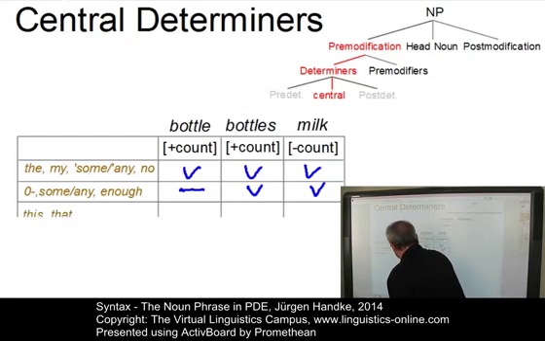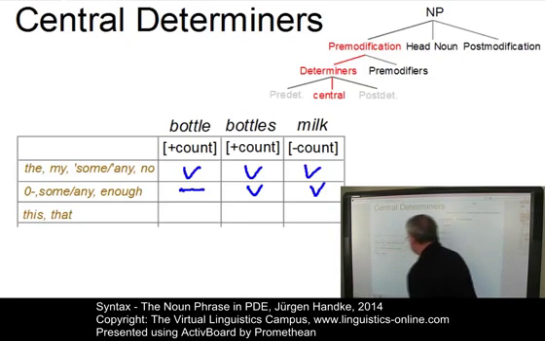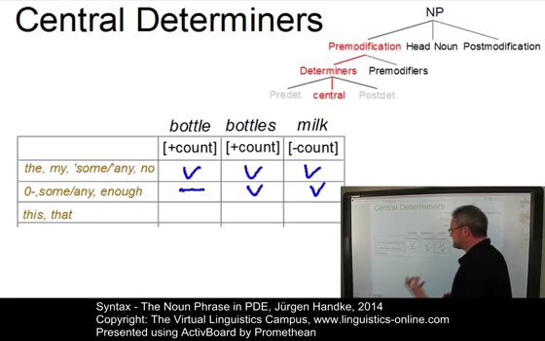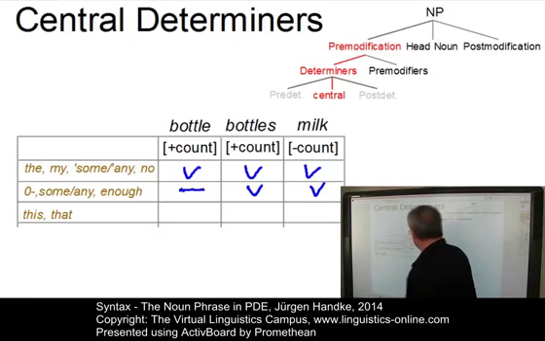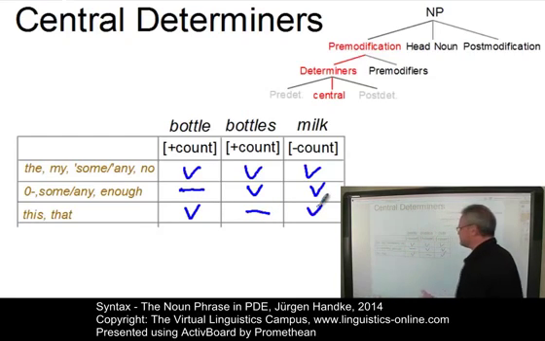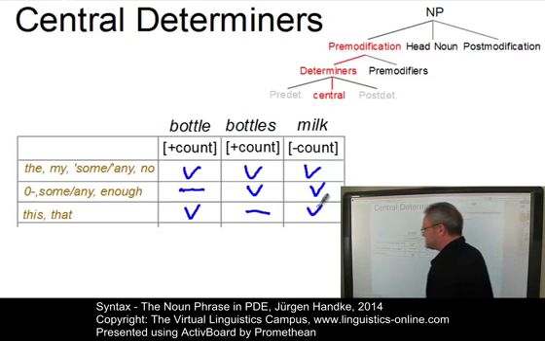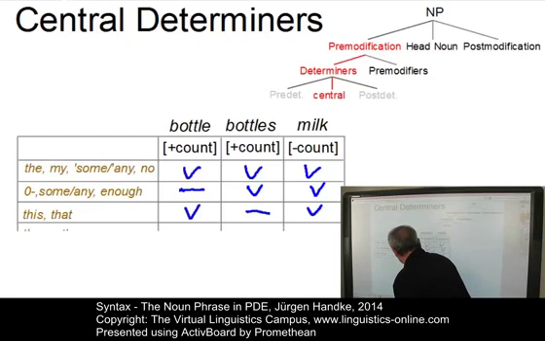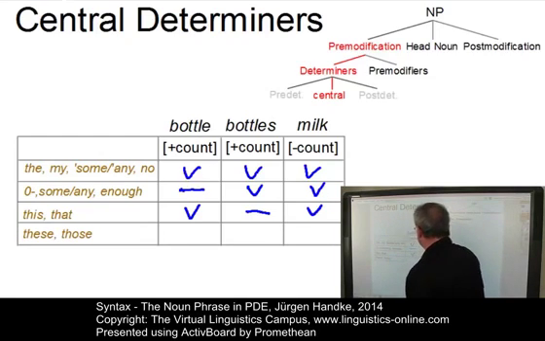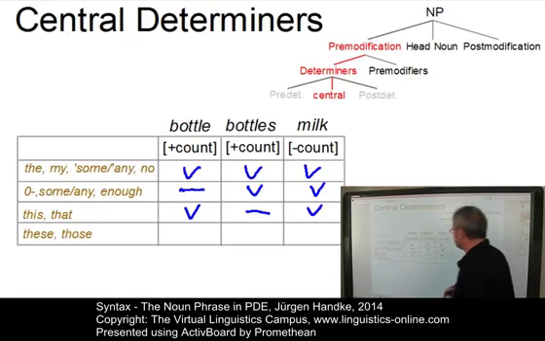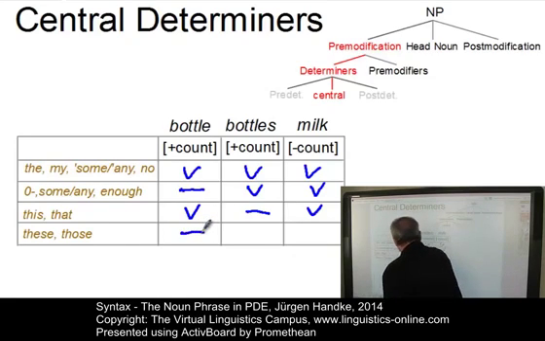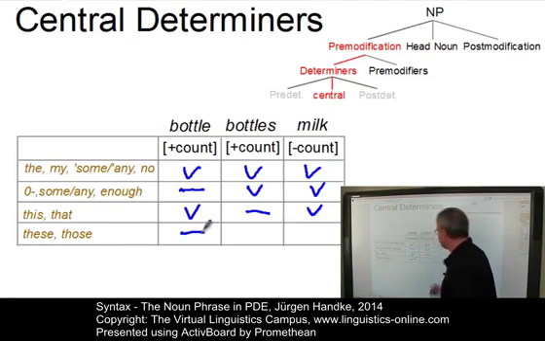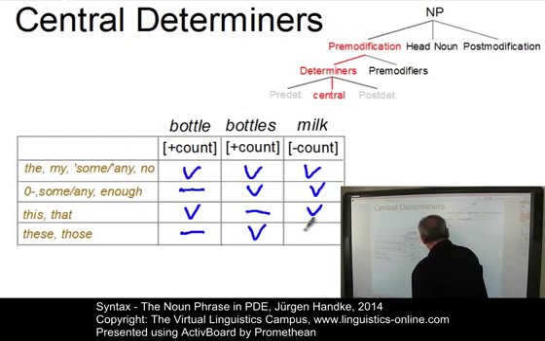A third class of central determiners contains the elements this and that in the singular form, and of course then it's relatively easy to see the contexts, so we can have this milk, this bottle, but not this bottles. The opposite applies to the 2 items these and those, which are of course used only in the plural form, so these bottles but not these milk.